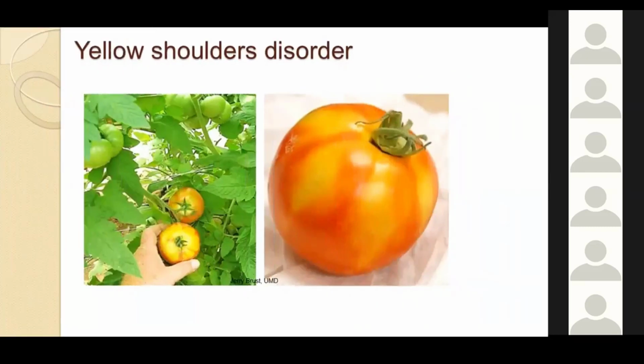Another one you may have seen, I tend to get this on my tomatoes every year, is yellow shoulders disorder. Yellow shoulders disorder can affect the taste of the fruit, so the tomatoes will typically not taste as good if you have yellow shoulders. But this tends to be caused by not having enough potassium in the soil. One of the issues with yellow shoulders is you really need to make sure that you have the correct amount of potassium at flowering. Once the fruit has started to develop, it's almost too late to do anything to prevent yellow shoulders.